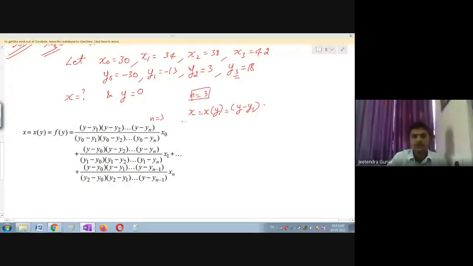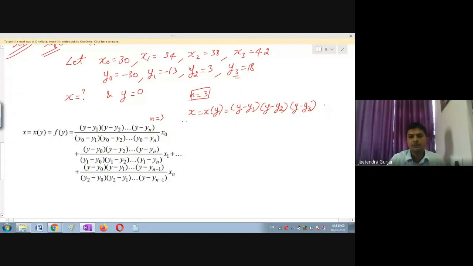You should do it very easily. Y minus y2, and this is y minus y3. I cannot move next because there is no y4. Some of you may ask, sir, why can't I write y minus y4? Because here we don't have y4. In the given question there is no y4, so how can I go?